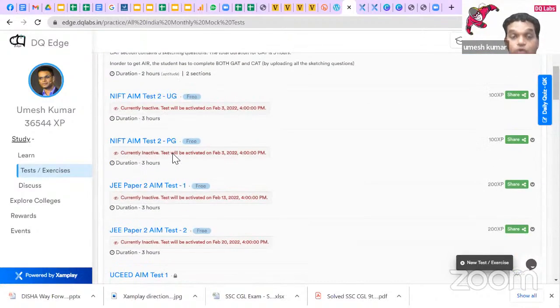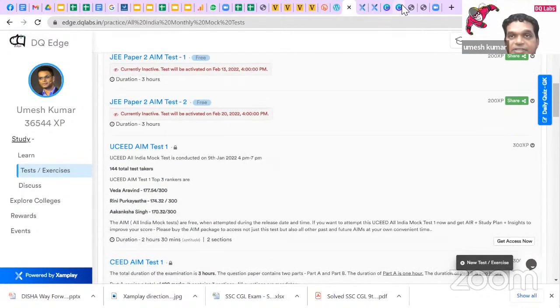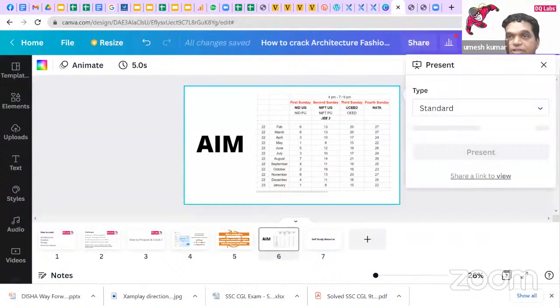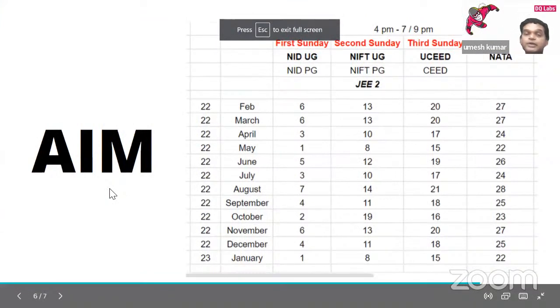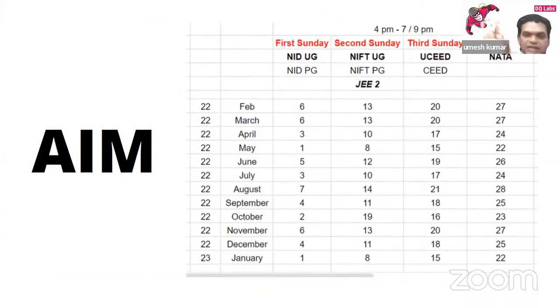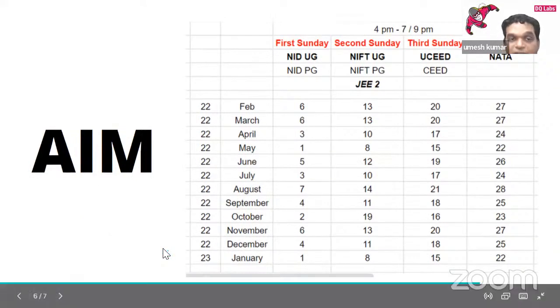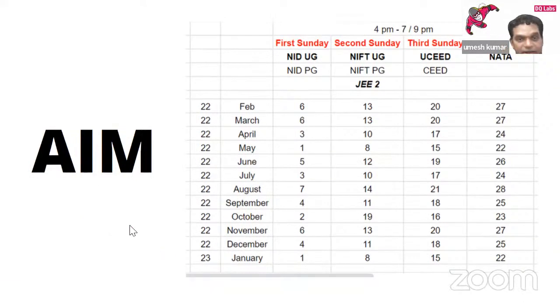But we'll be having future tests as per the schedule. So please follow the schedule and you will be able to take all these tests absolutely free during those times. And what do you get after taking the test? You get an All India ranking, a study plan, and actionable insights, which will guide you in your preparation. Any questions so far?